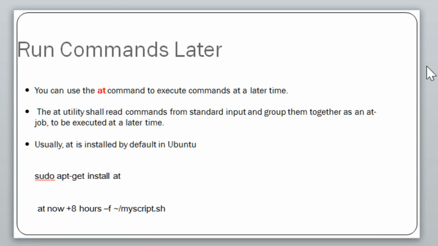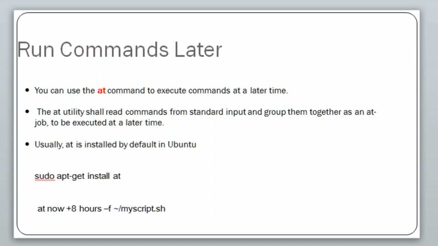So there's actually another way we can set up jobs to be run. That's the at command. So we can use the at command to execute commands at a later time. The at utility shall read commands from standard input and group them together as an at job to be executed at a later time. Usually at is installed by default in Ubuntu. If it's not, guys, you can use this right here. We'll do sudo apt-get install at. In my case, at is set up. Here's a sample way to run a job. So we can do at now plus 8 hours -f for file, and then run the script myscript.sh.